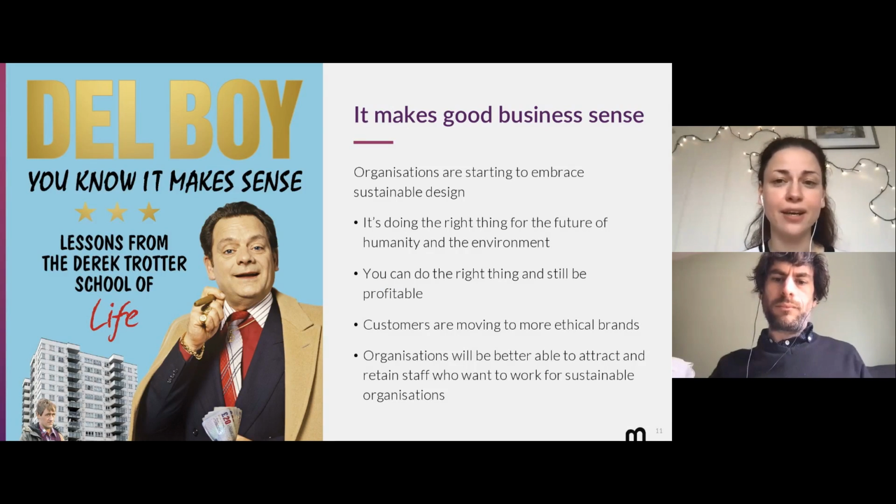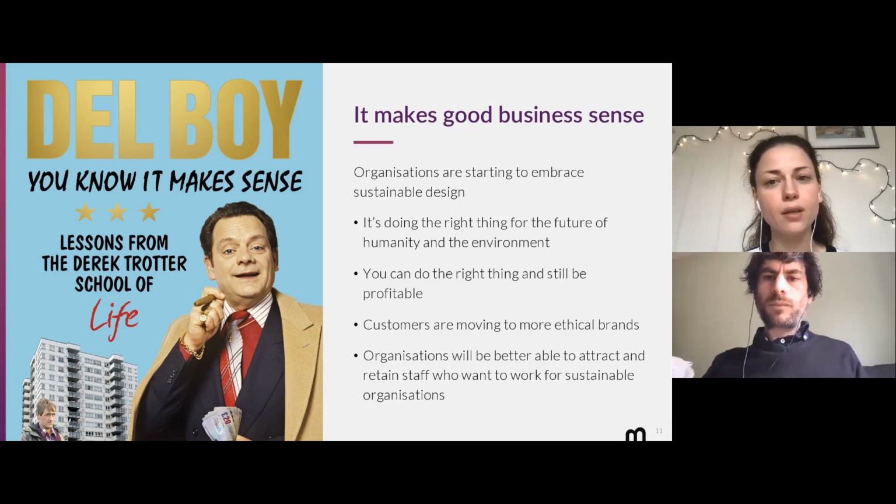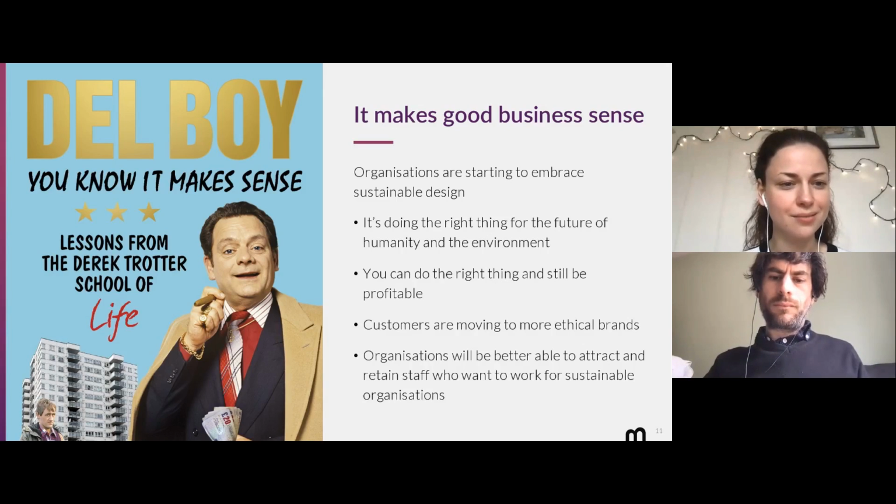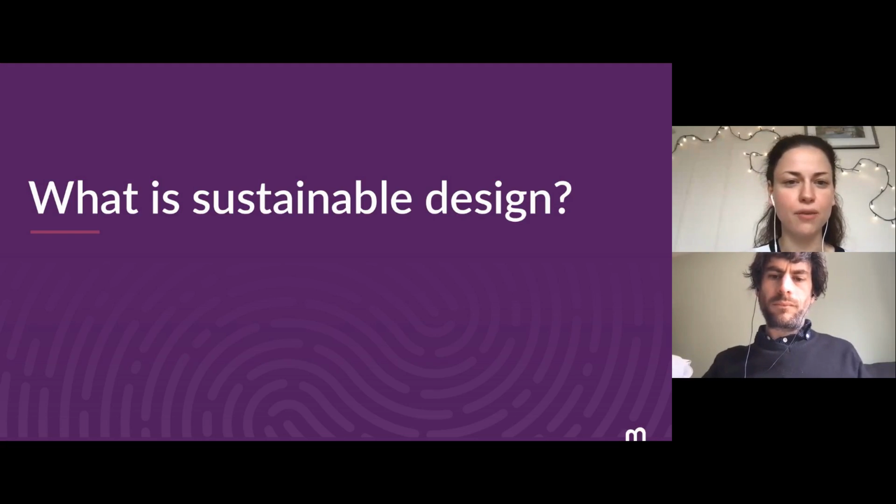But apart from the tragic events, there is another, more positive incentive: focusing on sustainability in design makes good business sense. So doing the right thing for the future of humanity and the environment, you make sure your users stay loyal to your brand, as more and more people, especially the younger generation, are moving towards more ethical brands. So if you want to guarantee your profitability in the future, you better be sustainable in everything you offer to your users. Also, organizations will be better able to attract and retain staff because people care about the environment, especially the ones who work in organizations that have sustainability as their core value. So it's kind of a win-win situation for everyone.